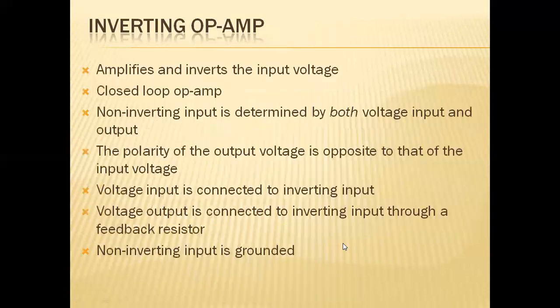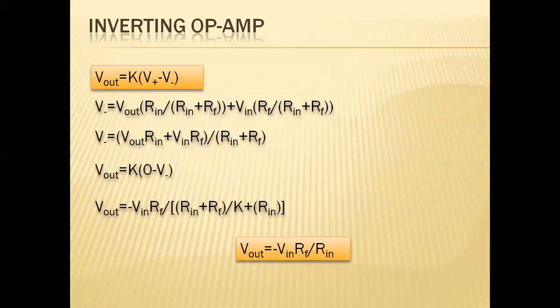All right. In this case, we'll be getting a common terminal of the amplifier. In the case of the inverting operational amplifier, voltage output is equal to minus voltage in times Rf by Rin, that is, the feedback resistance by the input resistance.